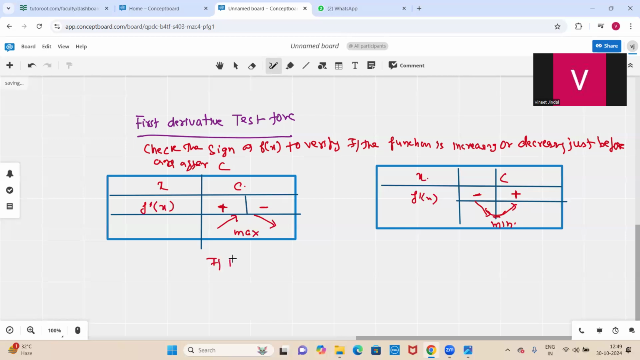If the sign does not change, we have neither a maxima nor a minima.